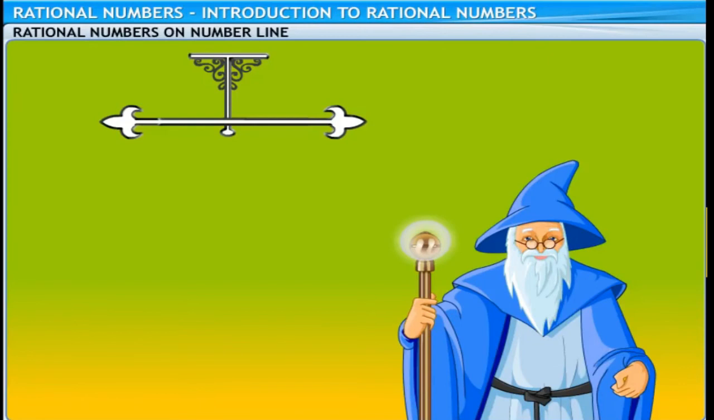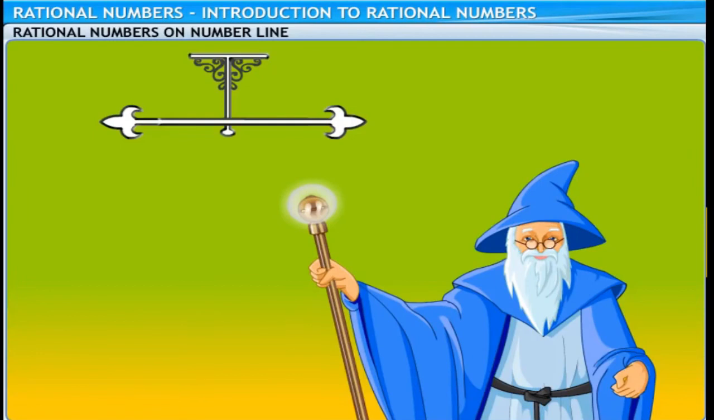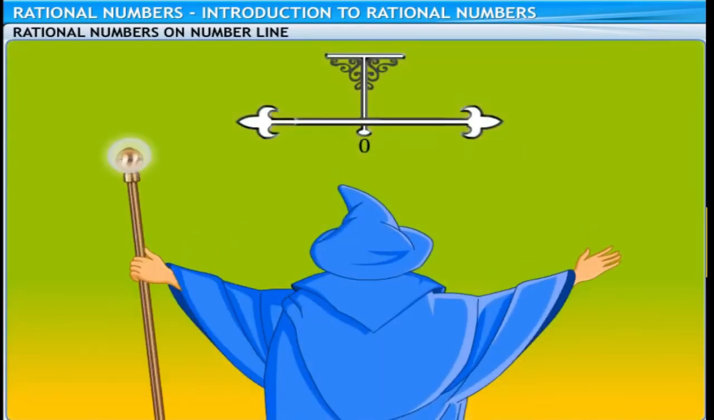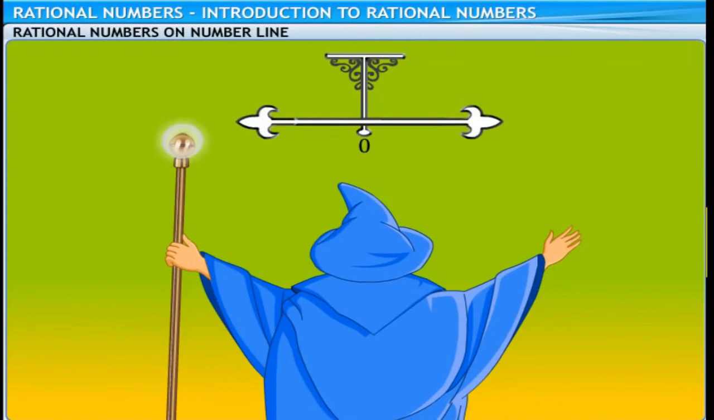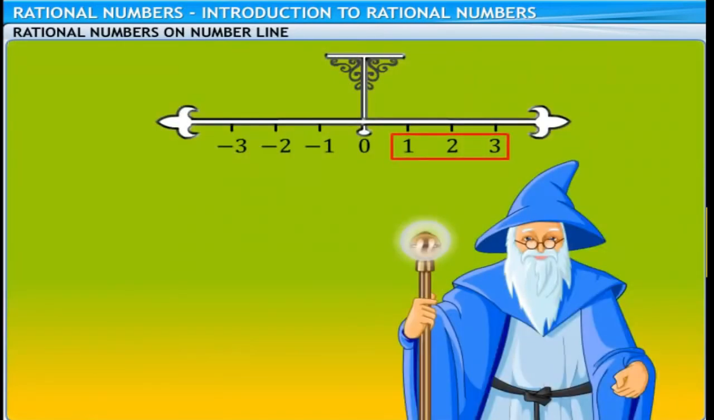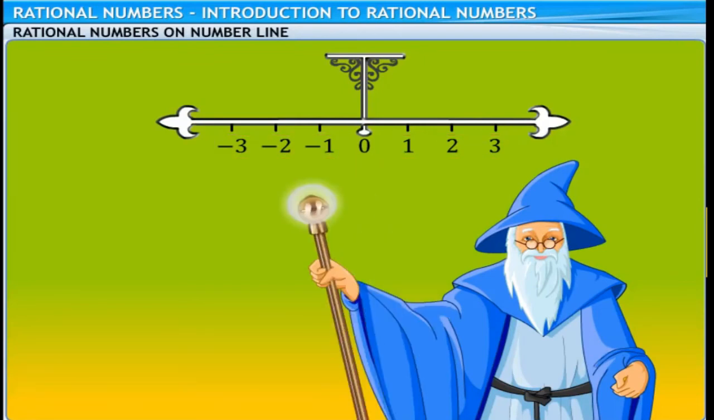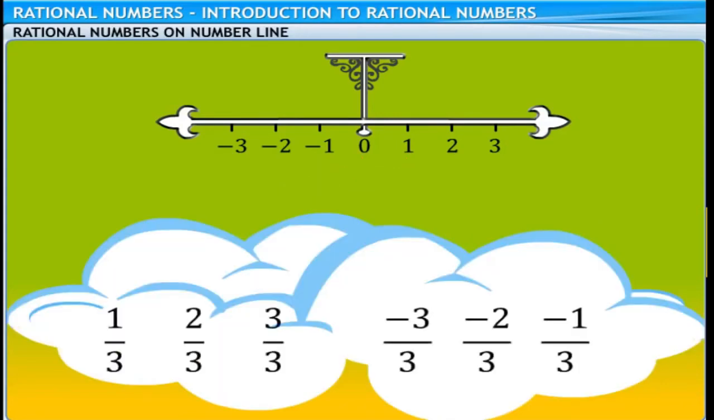Look what I have here. The number line, it's my favorite tool. I can use it to show all the numbers in the world. Right in the middle of the number line is 0. Now watch. Grow, grow, grow. The positive integers get marked to the right from 0. The negative integers get marked to the left from 0. Note that 1 is at the same distance to the right of 0 as -1 is to the left of 0. Here are some rational numbers.